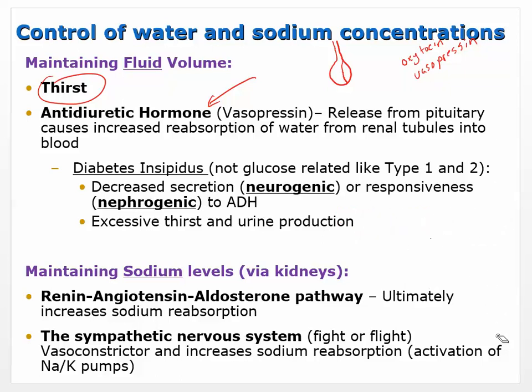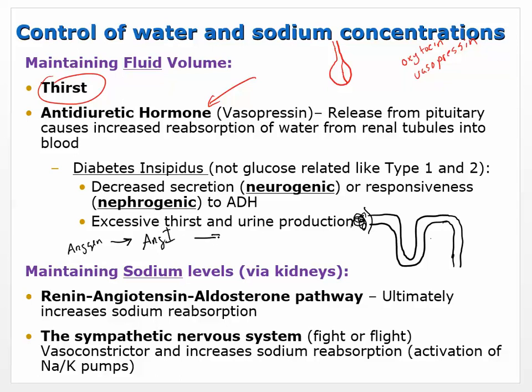If you remember what that is, it also works, oops, I erased my nephron, but it also works at the distal tubule. It does a lot of stuff, but renin is produced by the kidney, and it causes angiotensinogen to be converted into angiotensin 1, and then angiotensin 1 is converted by something called angiotensin converting enzyme to angiotensin 2. Okay, so angiotensin 2 is active.